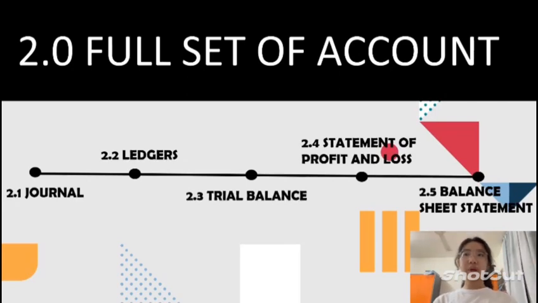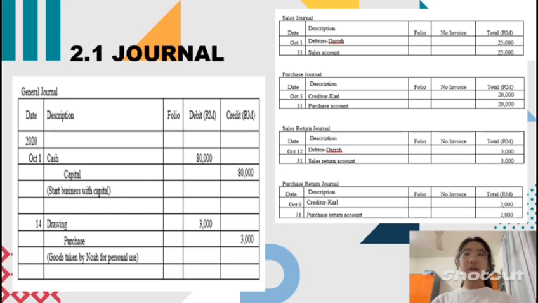I will present about the report account of Eternity Enterprise. The part I get is the full set of accounts. First of all is the journal. In the journal, we have 5 parts, which are general journal, sales journal, purchase journal, sales return journal, and purchase return journal. In the general journal, we have start business with capital on the 1st October 2020.